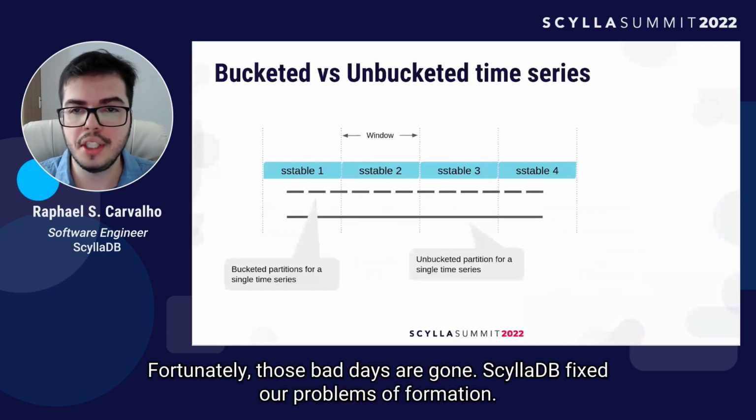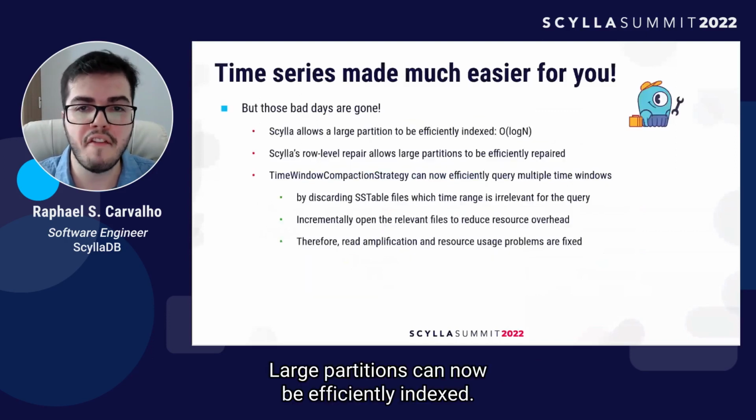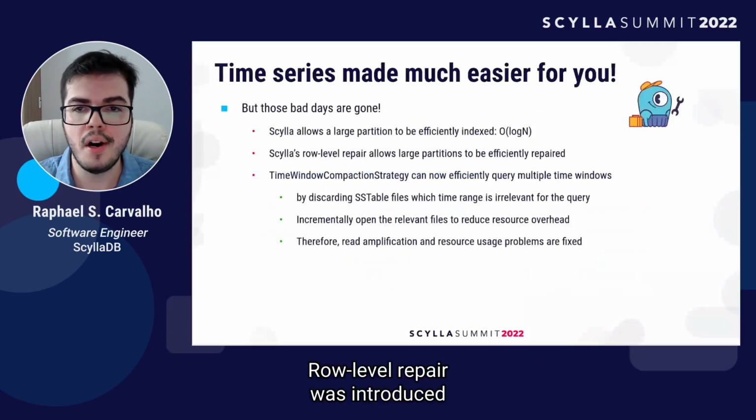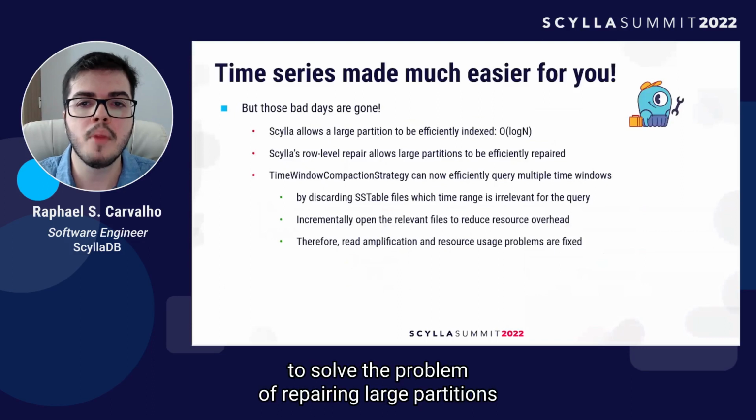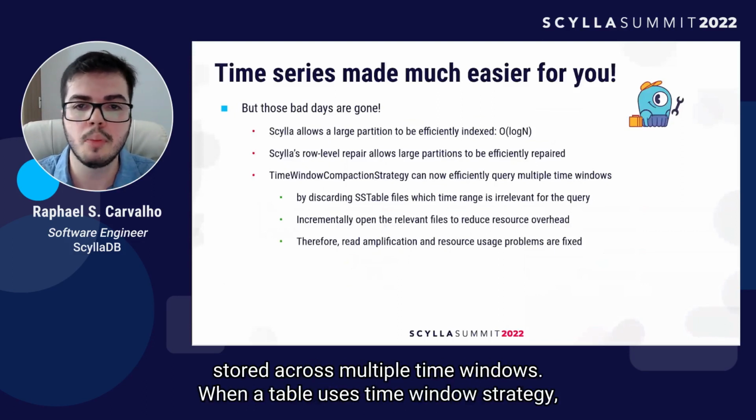Fortunately, those bad days are gone. Scylla fixed all the problems aforementioned. Large partitions can now be efficiently indexed. Row level repair was introduced to solve the problem of repairing large partitions, and the time window strategy can now efficiently read large partitions stored across multiple time windows.